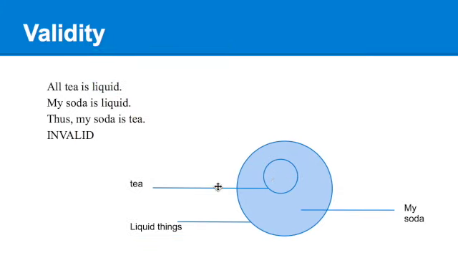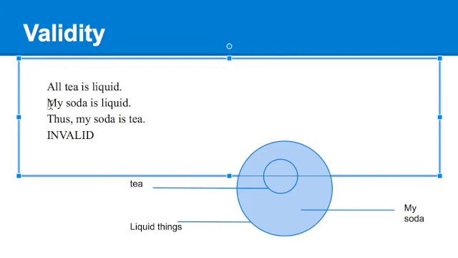Fine. But here's where we now run into trouble. The minor premise, the specific instance that we're applying here, is that my soda is liquid. Now, where in our circle do we want to put this? We could put it in here, but we don't have to, because what it's saying is that soda is liquid. Well, here's the liquid circle, the big one. So let's put it out here just because we can.